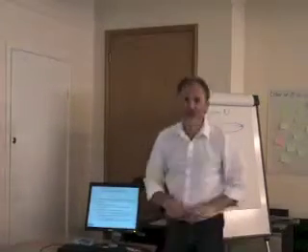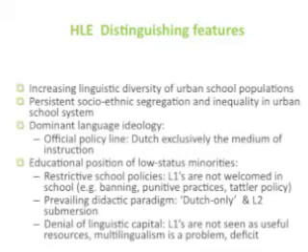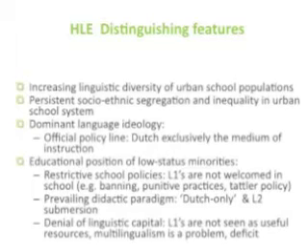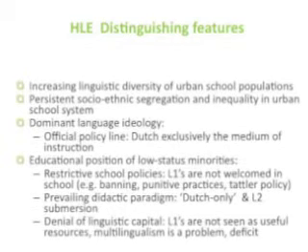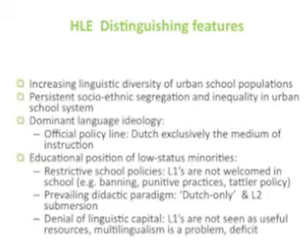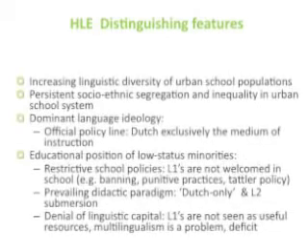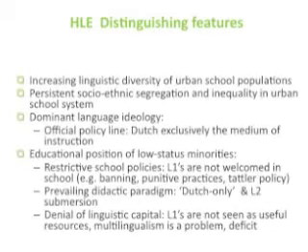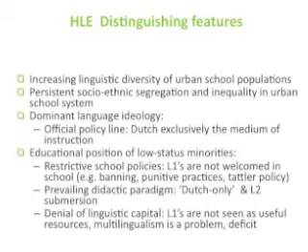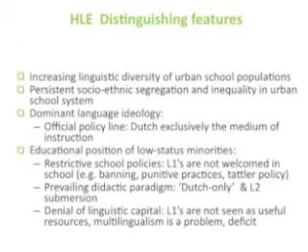Right. What are the specific features of Flanders? An increasing linguistic diversity of urban schools, as I already mentioned several times, and a persistent socio-ethnic segregation and inequality in urban school systems. Flanders is always ranked top 5 in PISA, but it also has the largest gap between low and high achievers of all countries or regions participating.